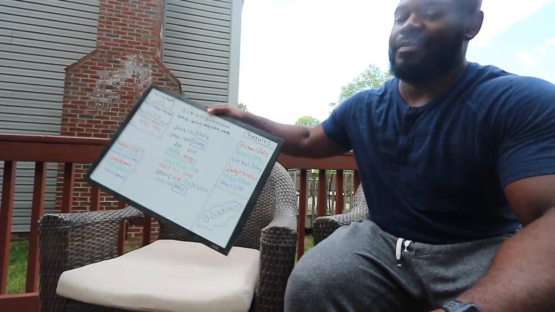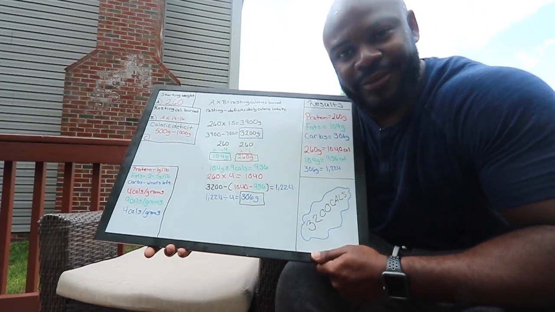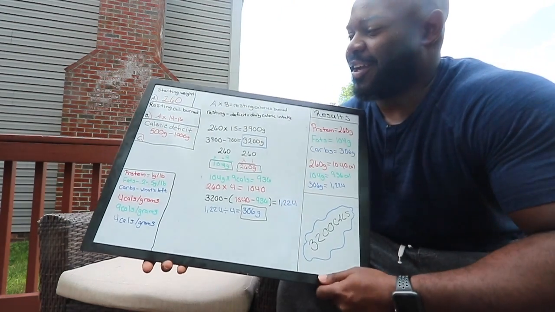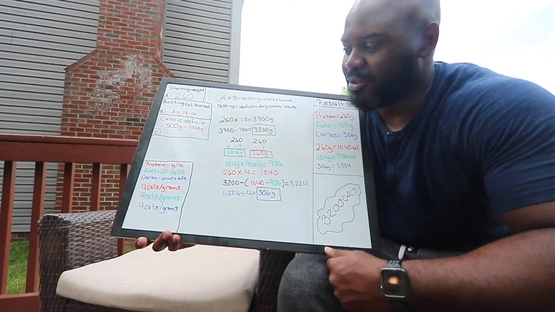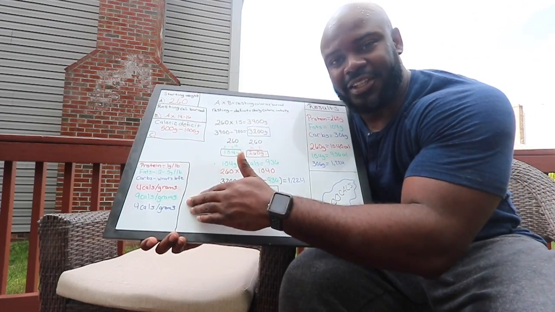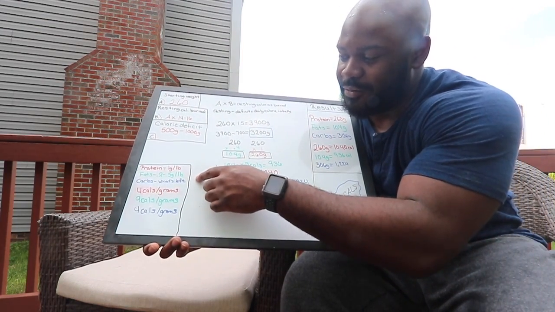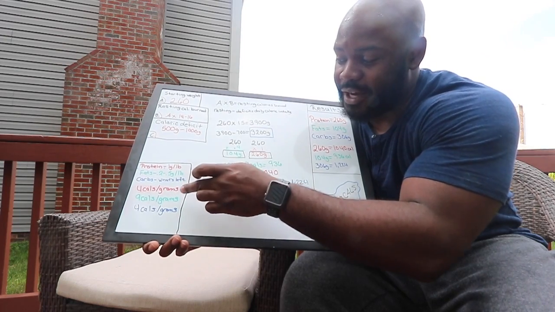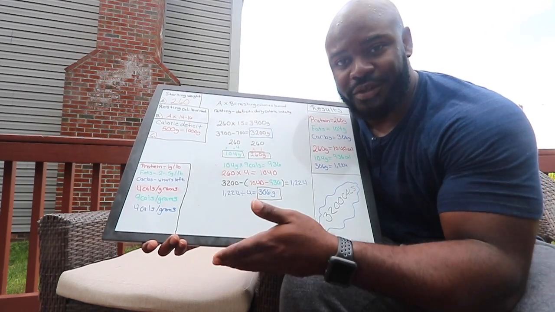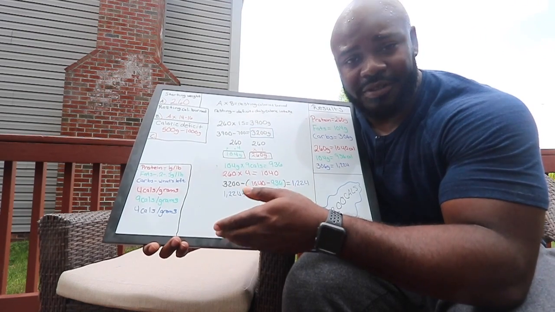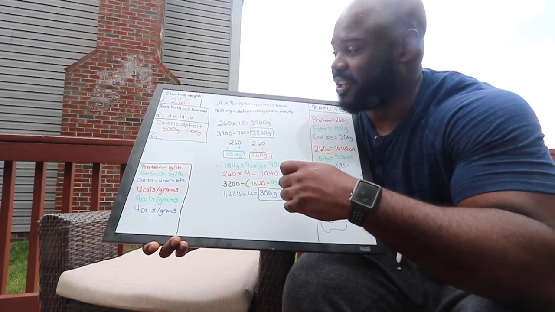So I made my macros, did the macro math, as some may call it. Before we start, I want you to know this is the legend. It starts off as protein equals 1 gram per pound, fats are 0.2 to 0.5 per pound depending on how you want to do it, and carbs are whatever's left.